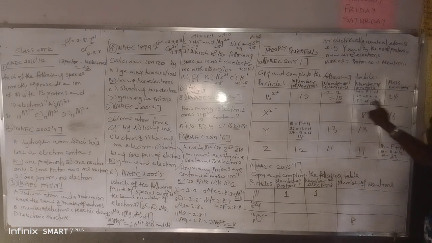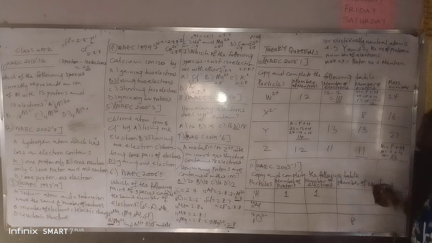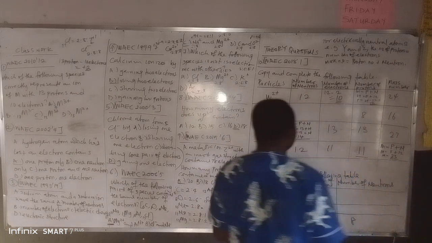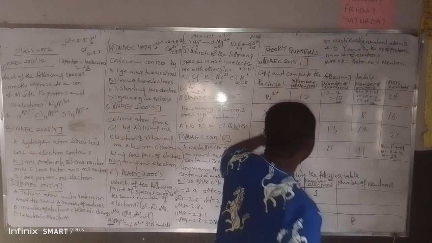What they want to see is the answer. Only the answer. You can do all these in a rough sheet. If you also do it there, there's no problem. Now, this is an ion here.